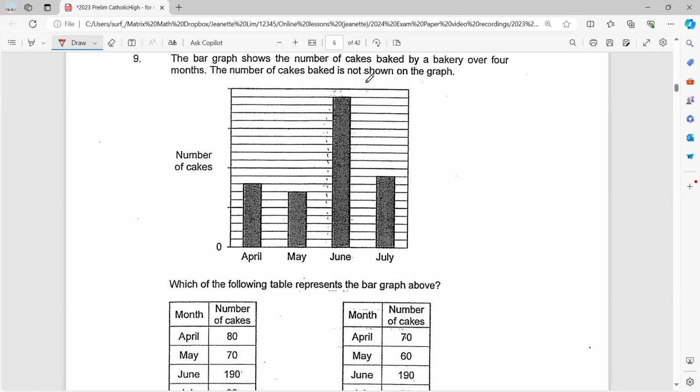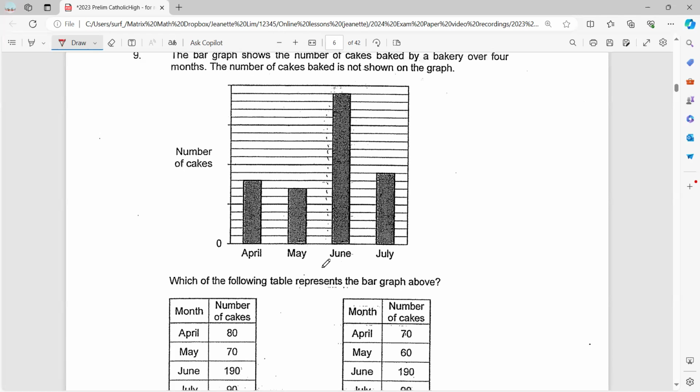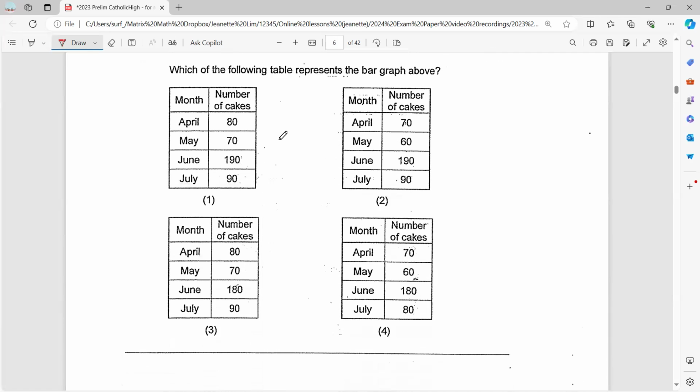The bar graph shows the number of cakes baked by a bakery over 4 months. The number of cakes is not shown on the graph, okay, just to show you visually which one looks like the most and the least and so on. So which of the following tables represents the bar graph above? June is the greatest, so look for the one that shows June as the greatest. Now, actually everything shows June as the greatest.